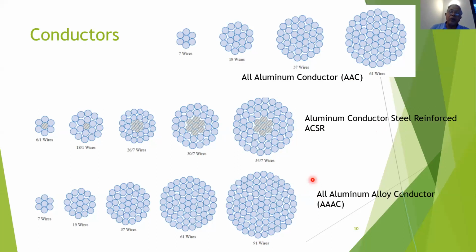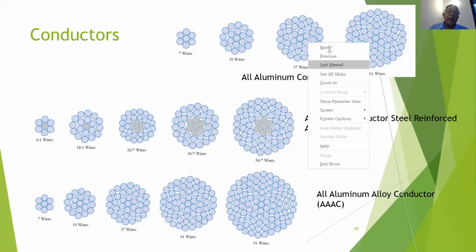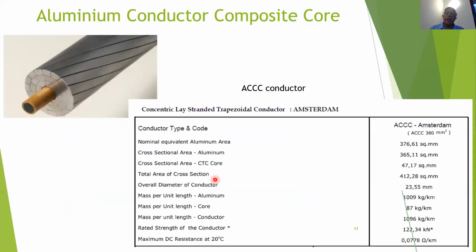And also now there are some other low resistance, low loss, and low sag conductors, out of which now in the world ACCC conductors are becoming very popular. So ACCC conductor is aluminum conductor composite core.